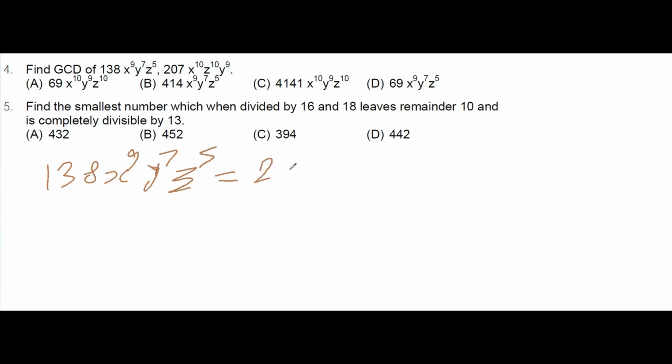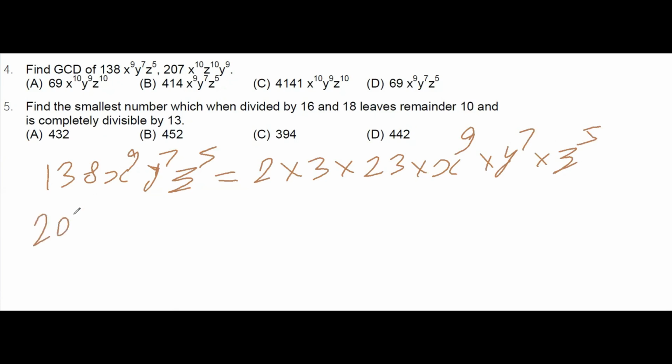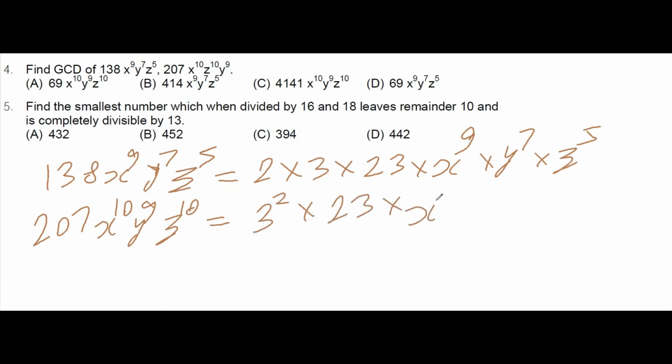So 138 factors will be 2 into 3 into 23. This will be x to the power of 9, y to the power of 7, and z to the power of 5. Similarly, 207 x to the power of 10, y to the power of 9, and z to the power of 10. See, they have first written the z part and then y part. So don't get confused. You have to write properly. Okay. Now 207's factor will be 3 square into 23 into x to the power of 10 into y to the power of 9 into z to the power of 10.